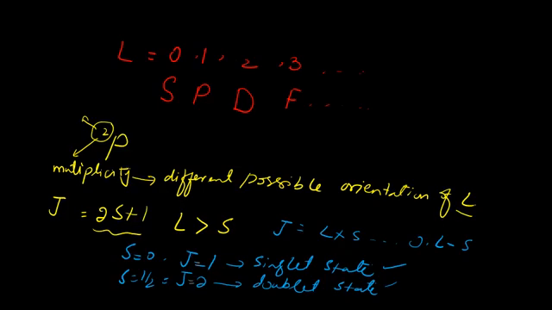And J can also have values. When S is equal to 1, we have the triplet state. Its multiplicity will be equal to 3. We have the triplet state, and in this case, the value of J varies from L plus 1 to L and through L minus 1.